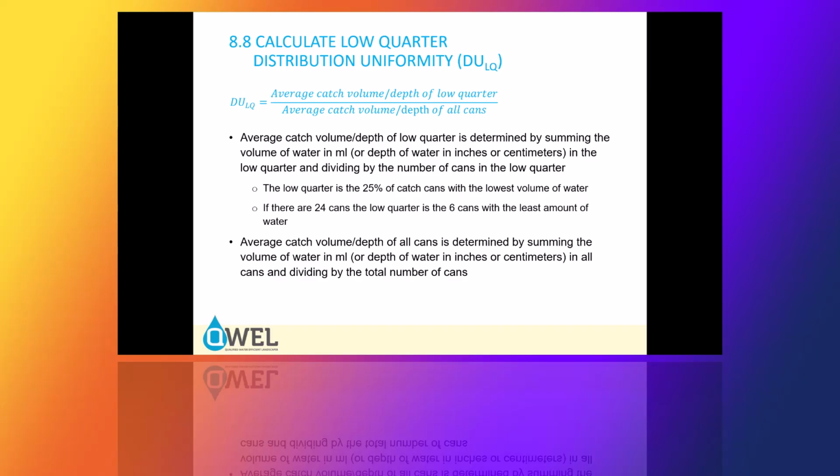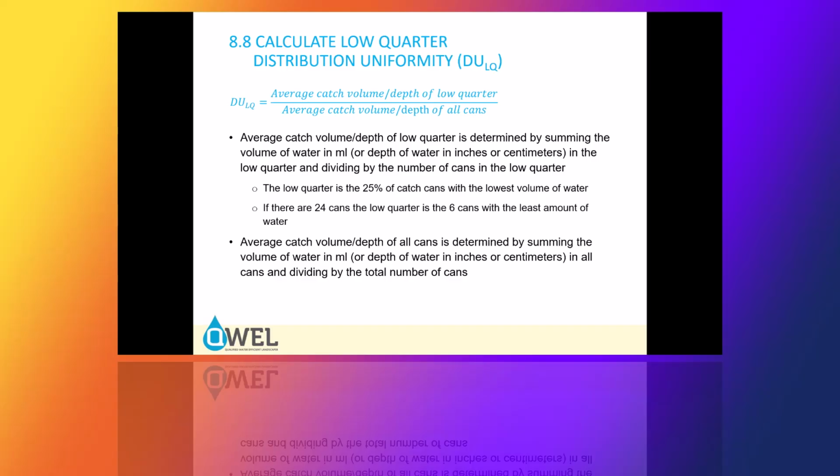So average catch can volume of low quarter is determined by summing the volume of water in milliliters in the low quarter and dividing it by the number of cans in the low quarter. The low quarter is 25% of the catch cans with the lowest volume of water. If you have 24 cans, then you're going to be looking for the 6 cans with the lowest value of water. If you have 40 cans, then you're going to be looking for the 10 cans with the least amount of water.